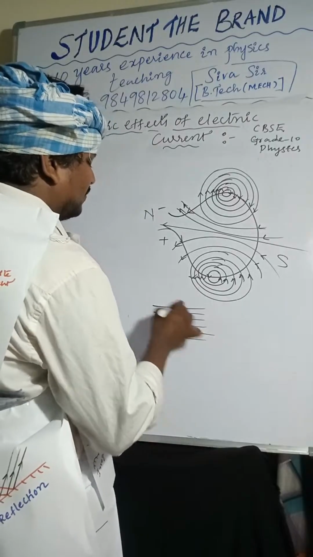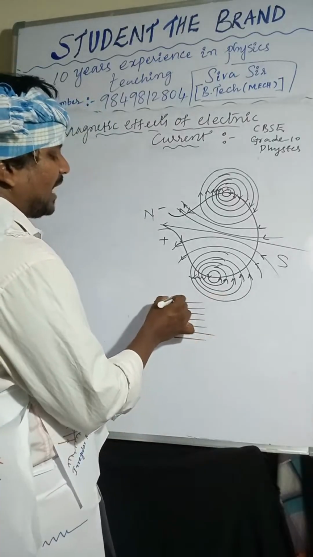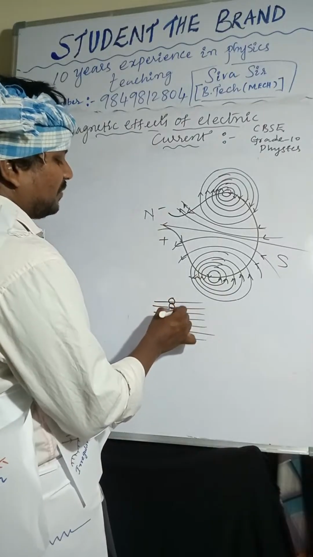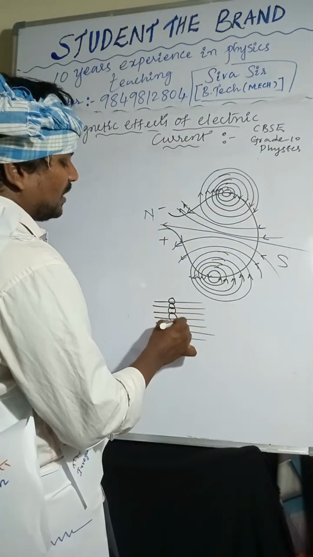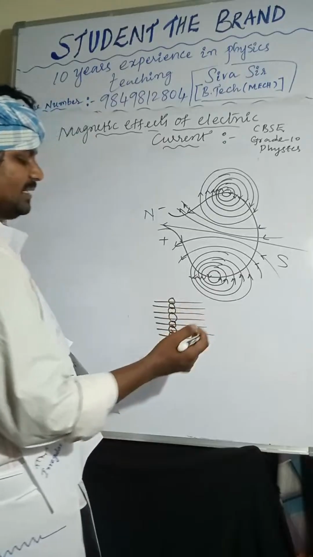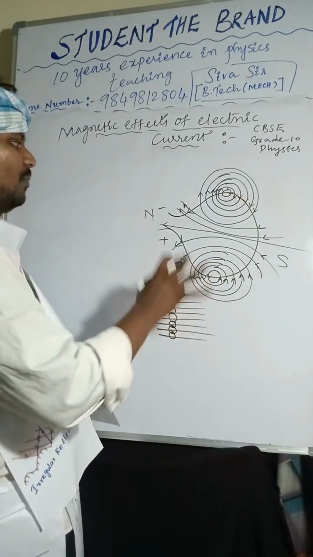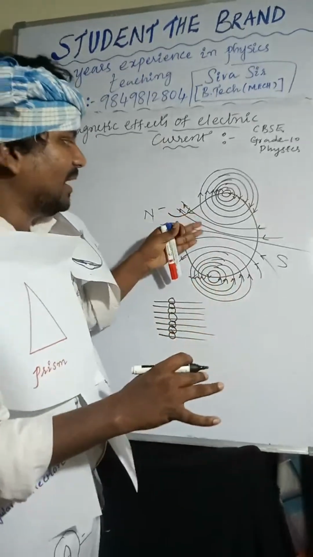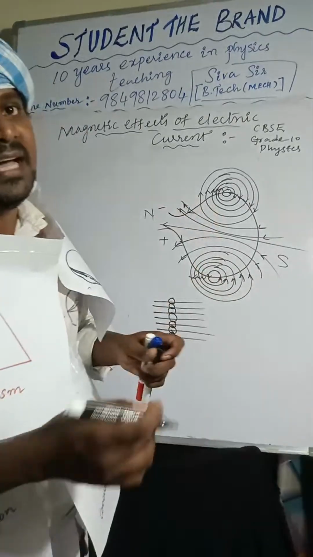So one magnetic field will add up to the next one, and like that all the magnetic fields add up, so more magnetic field will be there. At the same time, at the center, a uniform magnetic field will be there.